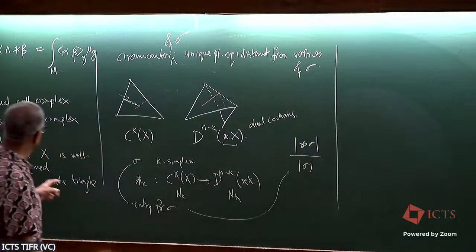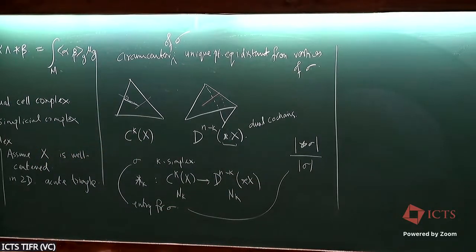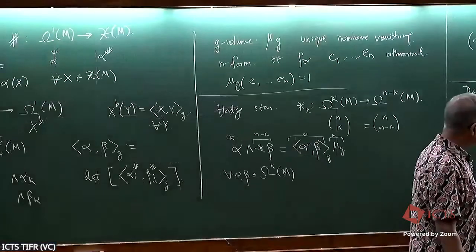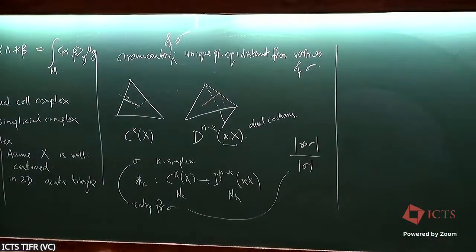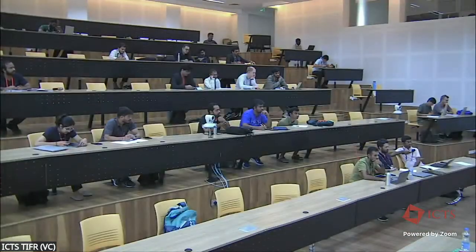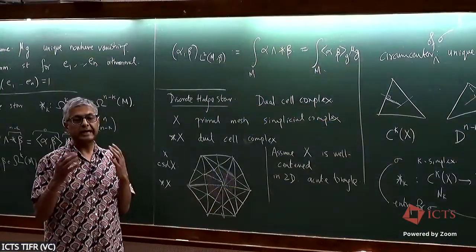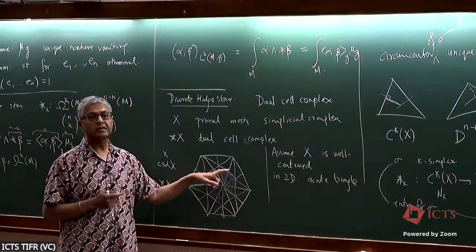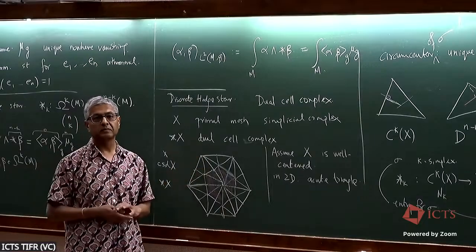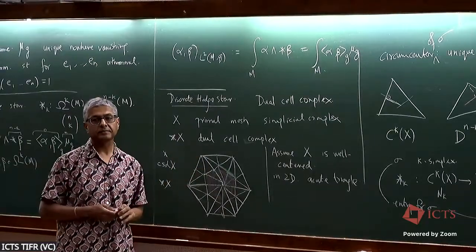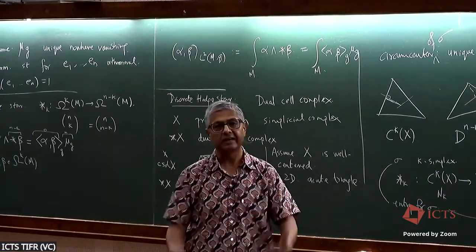So for example, the hodge star entry for this edge will be the length of the dual edge divided by the length of this edge. The hodge star entry for this vertex will be the area of this pink thing divided by 1. So the metric has entered in two ways. One is via angles and one is via measures like lengths and areas and so on. There is no explicit g that we construct.